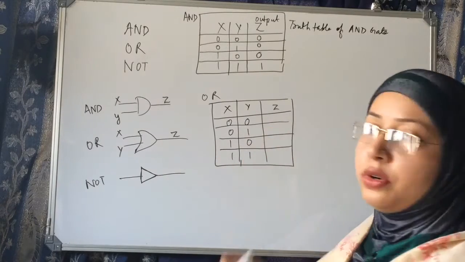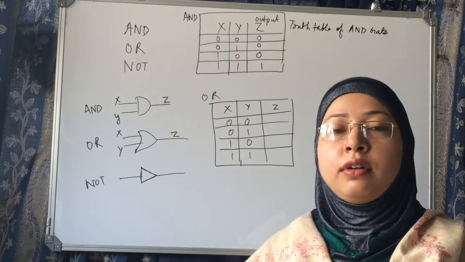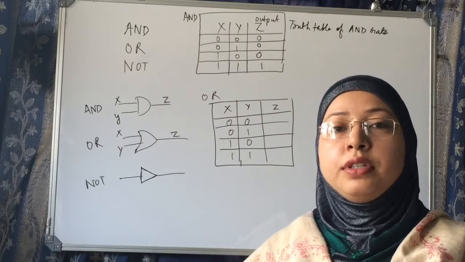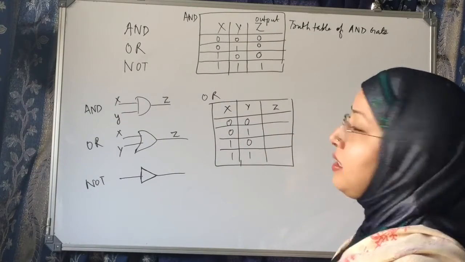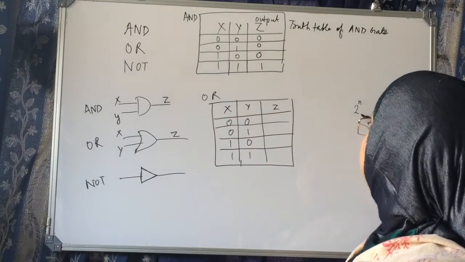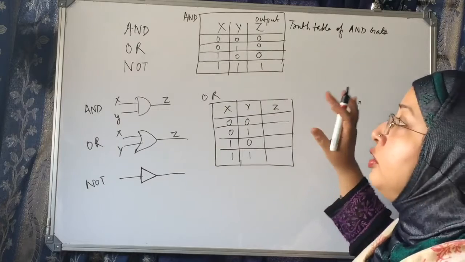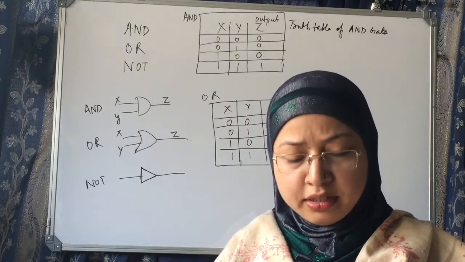How do we get these four combinations? I told you that combinations can be found using 2 to the power of n, where n is the number of inputs. Here you have two inputs, so 2 to the power of 2 will be 4. So we have four combinations of input. What can the combinations be?